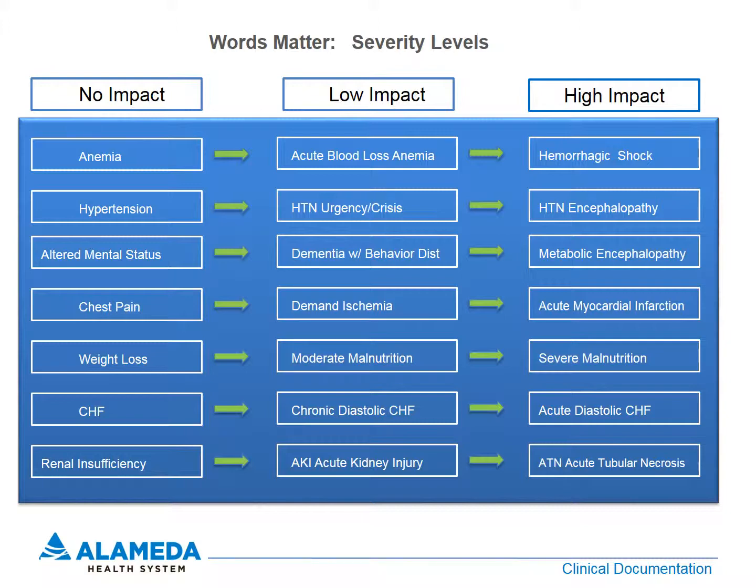No impact is writing weight loss. Some impact is writing moderate malnutrition. A high impact is writing severe malnutrition. No impact on acuity is just writing CHF, but some impact is writing chronic diastolic CHF. A high impact is having acute diastolic CHF. No impact is if you write renal insufficiency. A low or some impact is if the patient has AKI. And a higher impact is if the patient has ATN, or acute tubular necrosis. So really what I'm trying to illustrate here is that everything in the first column is what you need to specify in your documentation to a higher degree of acuity and specificity.